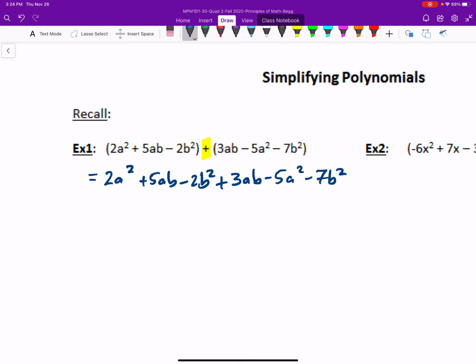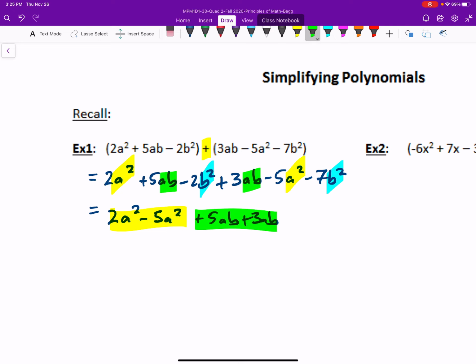Okay, so the like terms are going to be the ones with a squared in it, just a squared. The ones that have a times b, those ones, and the ones that have b squared. Notice I'm only highlighting the variables and the exponents because, again, the numbers have got nothing to do with whether or not they're like terms. So if I put the like terms together, I've got 2a squared minus 5a squared. I've got 5ab plus 3ab. And I've got minus 2b squared minus 7b squared. So I put all the like terms together.